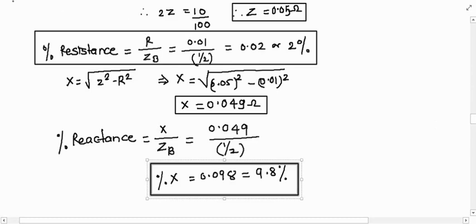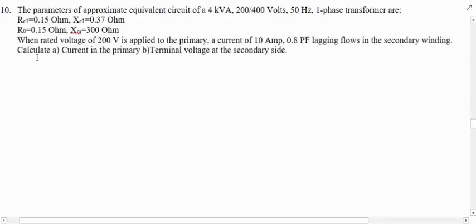Now let us move to the next problem. The parameters of the approximate equivalent circuit of a 4 kVA, 200/400 volt, 50 Hz single phase transformer are: RE1, the equivalent resistance of the transformer referred to the primary side, is 0.15 ohm. XE1 is equal to 0.37 ohm. R0 is equal to 0.15 ohm and XM is equal to 300 ohm.